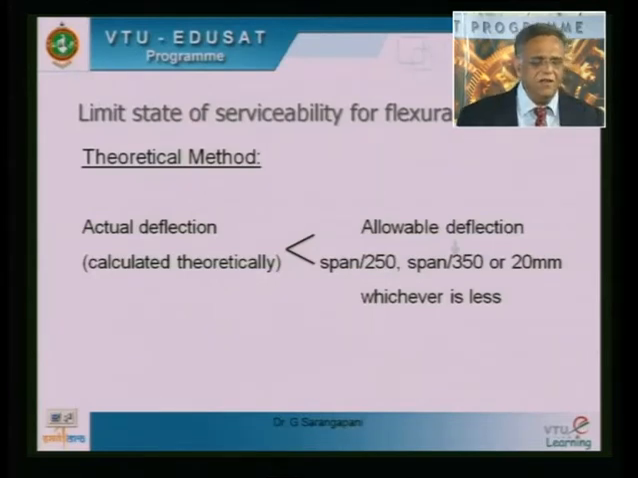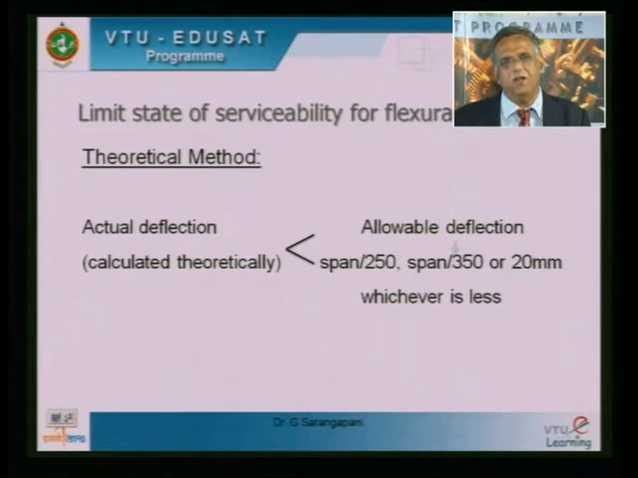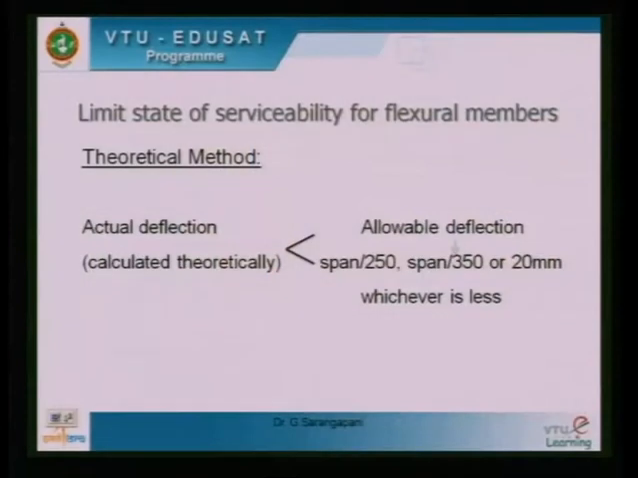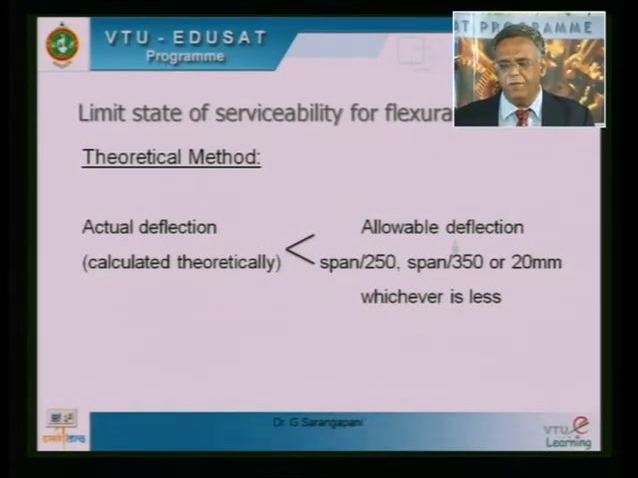In this method, as I said, the actual deflection is calculated theoretically, and this value of the actual deflection should be lesser than the allowable deflection. In the earlier case, the allowable deflection was basic L by D into MT, MC, MF, but here it is not so. This is entirely different. The allowable deflection is calculated as L by 250, that is, the final deflection due to all loads including the effects of temperature, creep, shrinkage should not exceed span by 250.